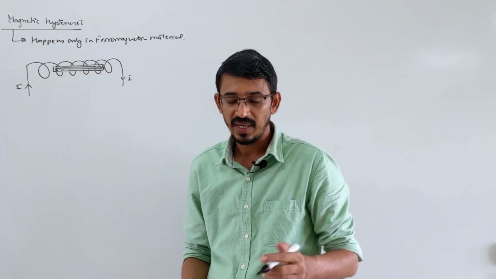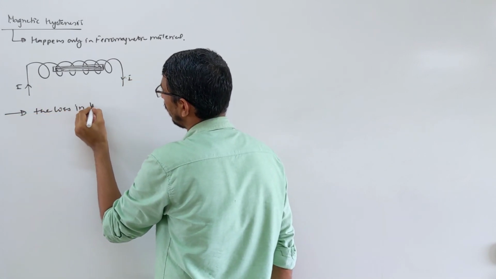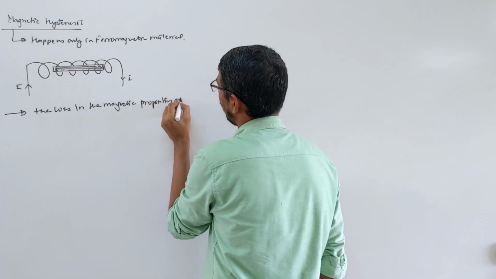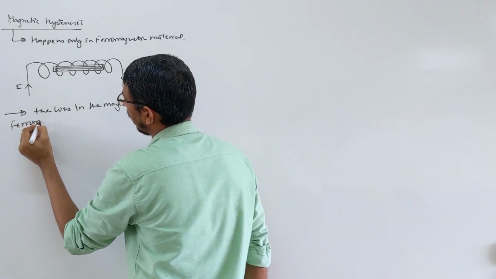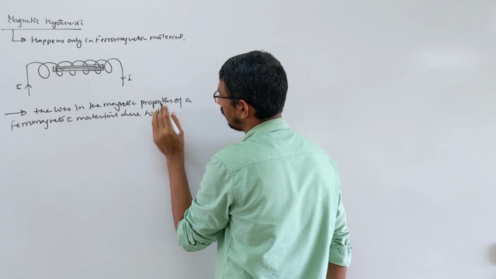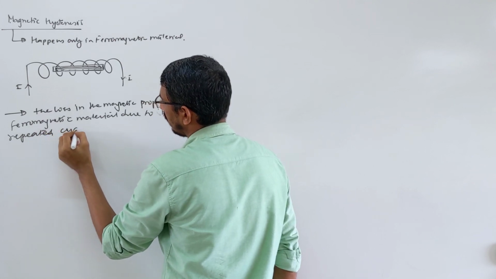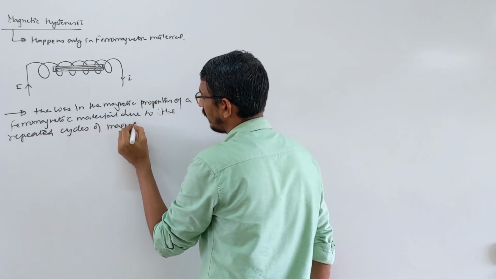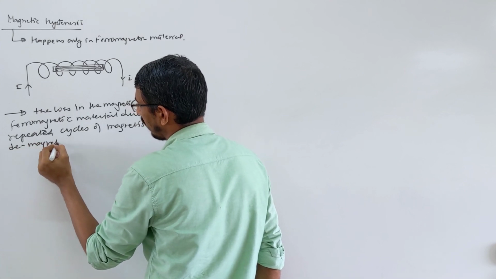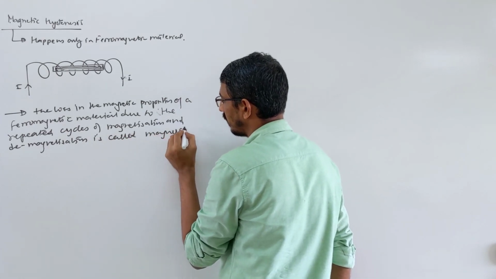This loss in the magnetic properties is called magnetic hysteresis. Let me write a few words here. The loss in the magnetic properties of a ferromagnetic material due to the repeated cycles of magnetization and demagnetization is called magnetic hysteresis.